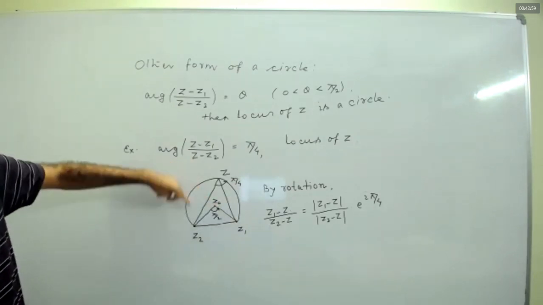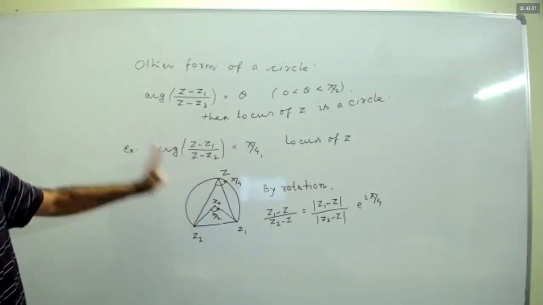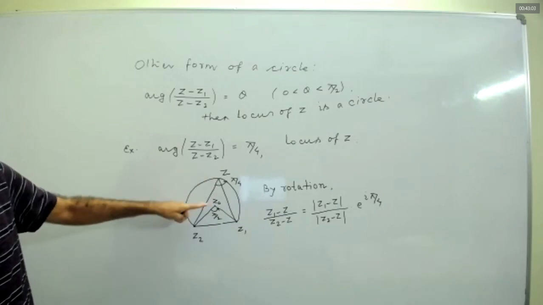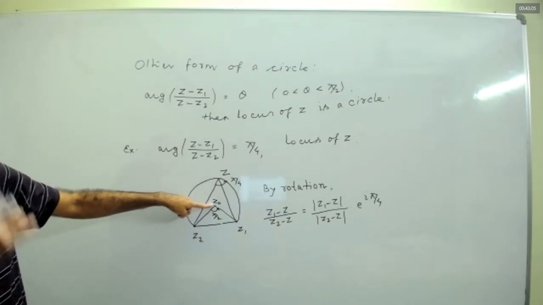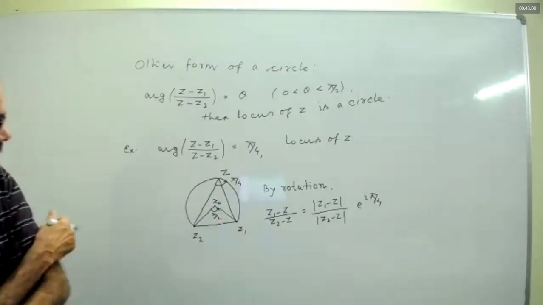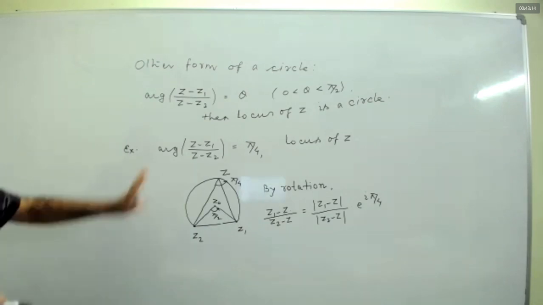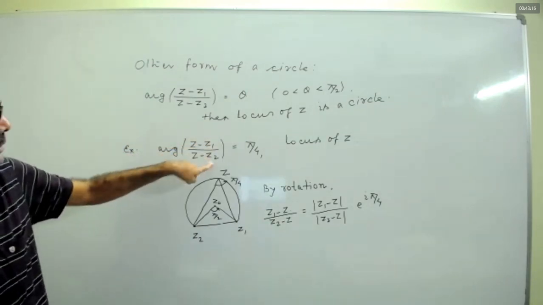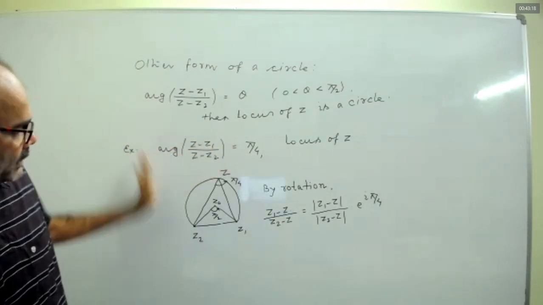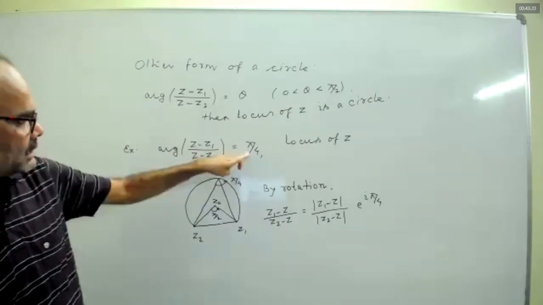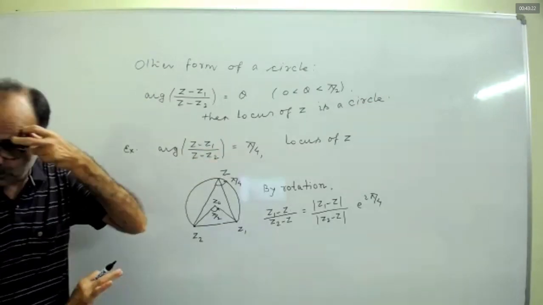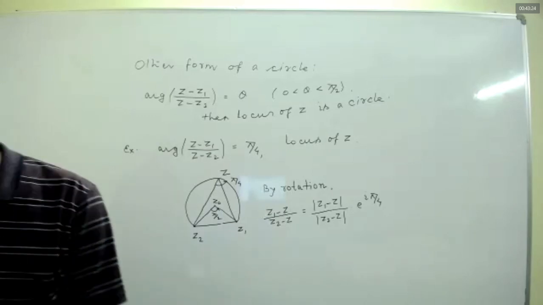Wherever you put Z on this major arc, that angle will be pi by 4. So what will be Z0? Z0 will be the center, where the same chord subtends an angle of pi by 2. So if Z1, Z2 and this angle are given, we can find the radius and center of this circle. I am giving you one question, try it on your own.